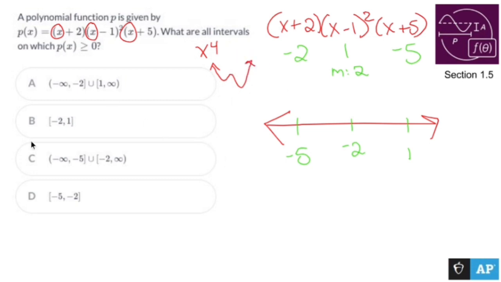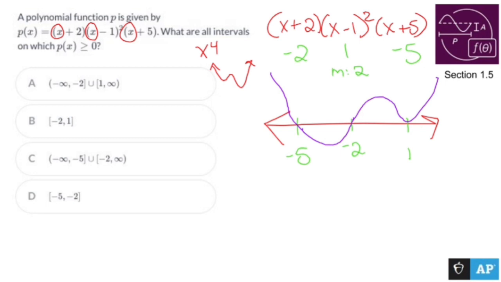If I'm making a sine graph, I'm going to start from the very top. It's going to go through -5 because the multiplicity at -5 is odd. It's going to go through -2 because the multiplicity at -2 is odd. It's going to approach 1 and bounce off of 1 because the multiplicity is 2. So when the multiplicity is odd, you go through that 0. When it's even, you bounce off.